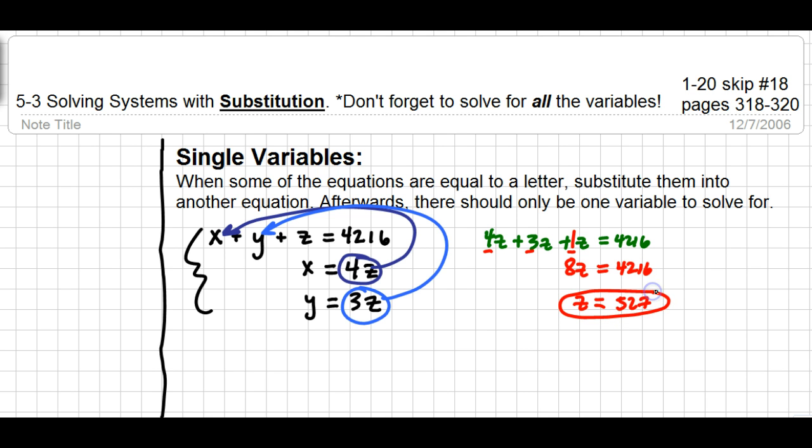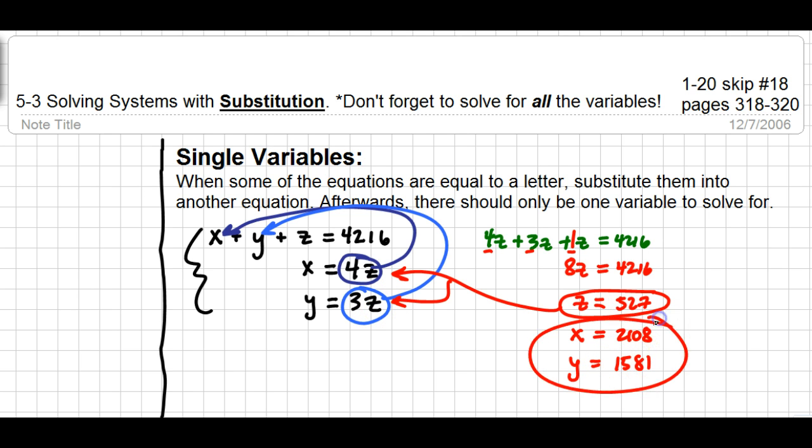This is the spot where I want to remind kids, don't forget to solve for all the variables. We have z, but we still need to find x and y. If I have the z value, I'm going to go ahead and plug that in these two locations to get my x and my y. So I take 4 times 527, and that'll tell me my x value. So that ends up being 2108. If I take 3 times 527, I'll get the y value, and that's 1581. So now I have all the variables listed. I've solved that system.